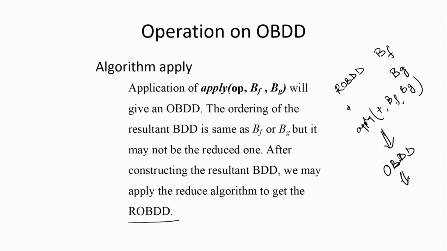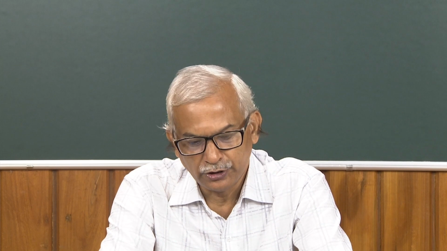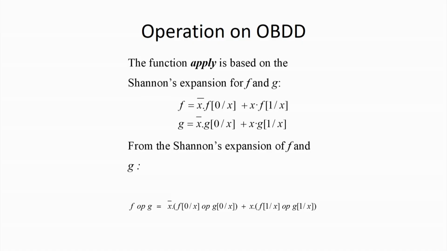So, after that what you can do? You can apply this particular reduction method to get the ROBDD. So, this reduce algorithm can be implemented because we have the three reduction rules. So, we have an implementation of that particular reduce algorithm also. Now, how does the apply algorithm work?